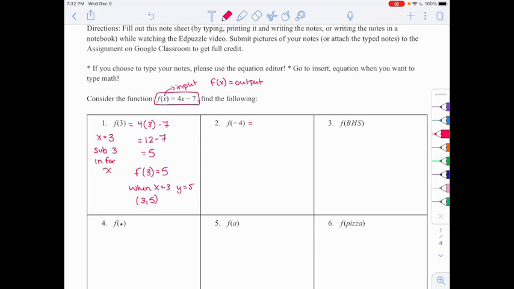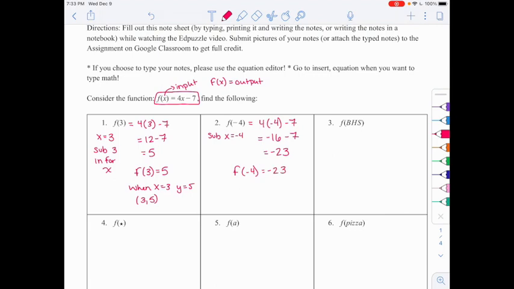And I'm going to do the same thing for all of these. So now I'm going to sub x equals negative 4 into my equation. So I'm going to have 4 times negative 4 minus 7. That's negative 16 minus 7, which is negative 23. So f of negative 4 equals negative 23. Right, so that would be when the input, you can say when x is negative 4, the output, or the y, is negative 23, right? And as a point, this is (-4, -23).